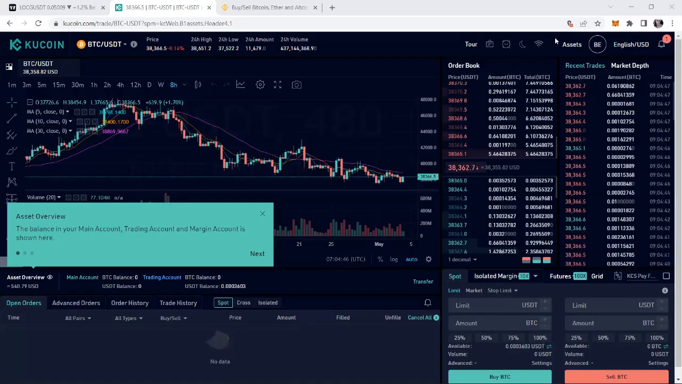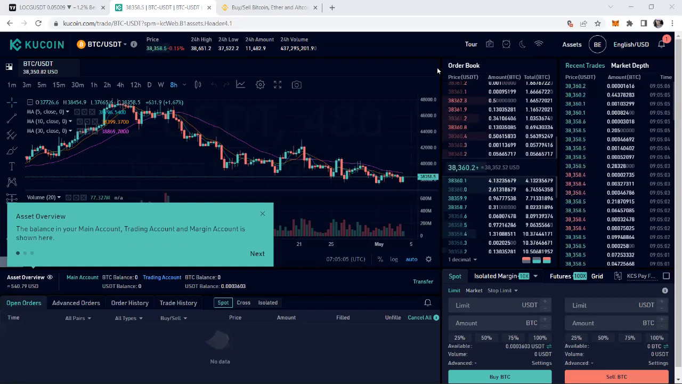Market and limit orders. What's the difference? And then setting stop loss, how to on KuCoin and Binance. Okay, so I'm here on KuCoin at the moment. The limit order means you set your price at a certain price and you sell or you buy at that price.